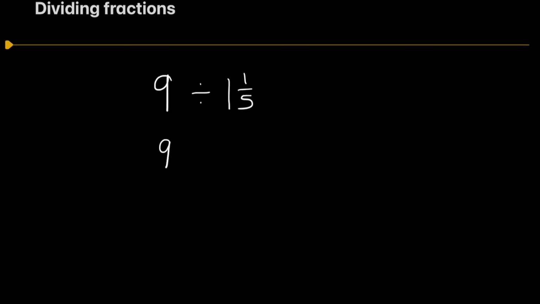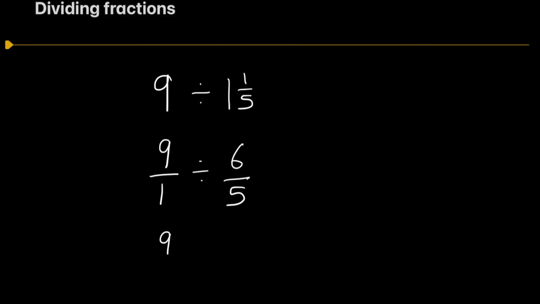Now, what if you have to divide it by a mixed number? For example, 9 divided by 1 and 1/5. So you first convert the mixed number into an improper fraction. So 9/1 divided by 5 into 1 is 5, plus 1 is 6. So 6/5. Now that you have everything in the fraction form, you can divide it as normal now.